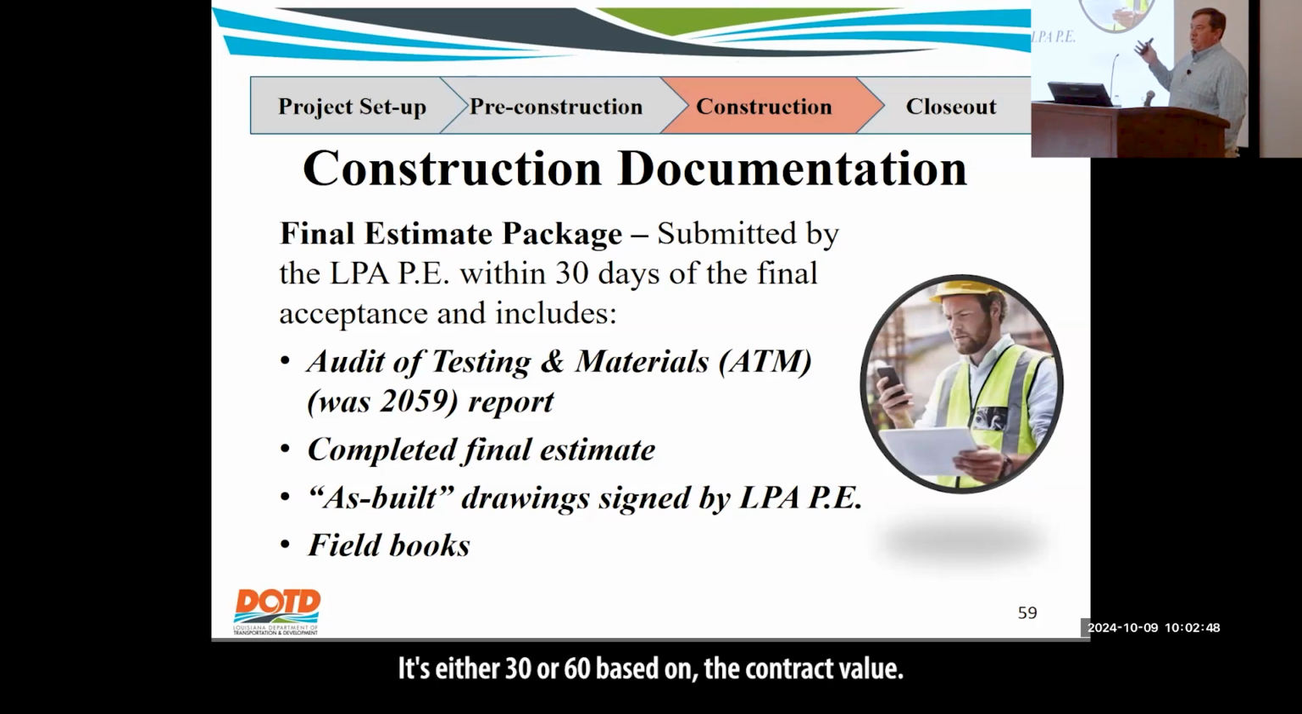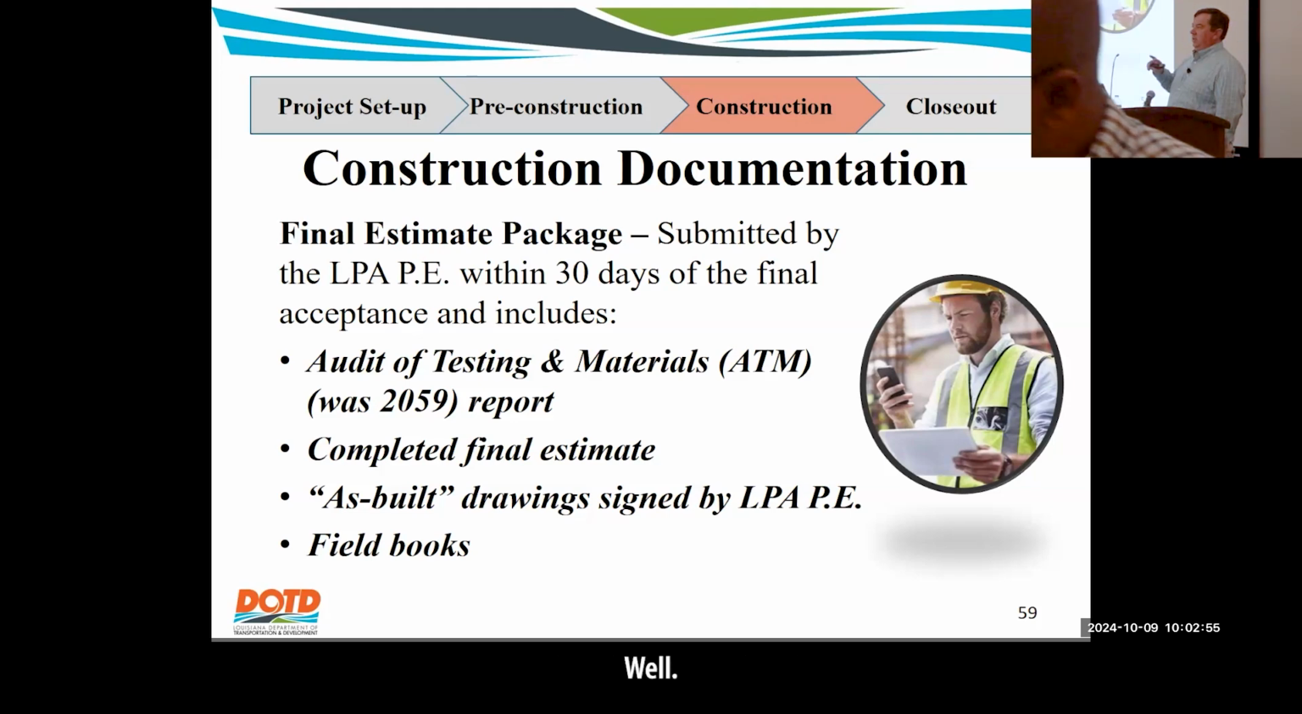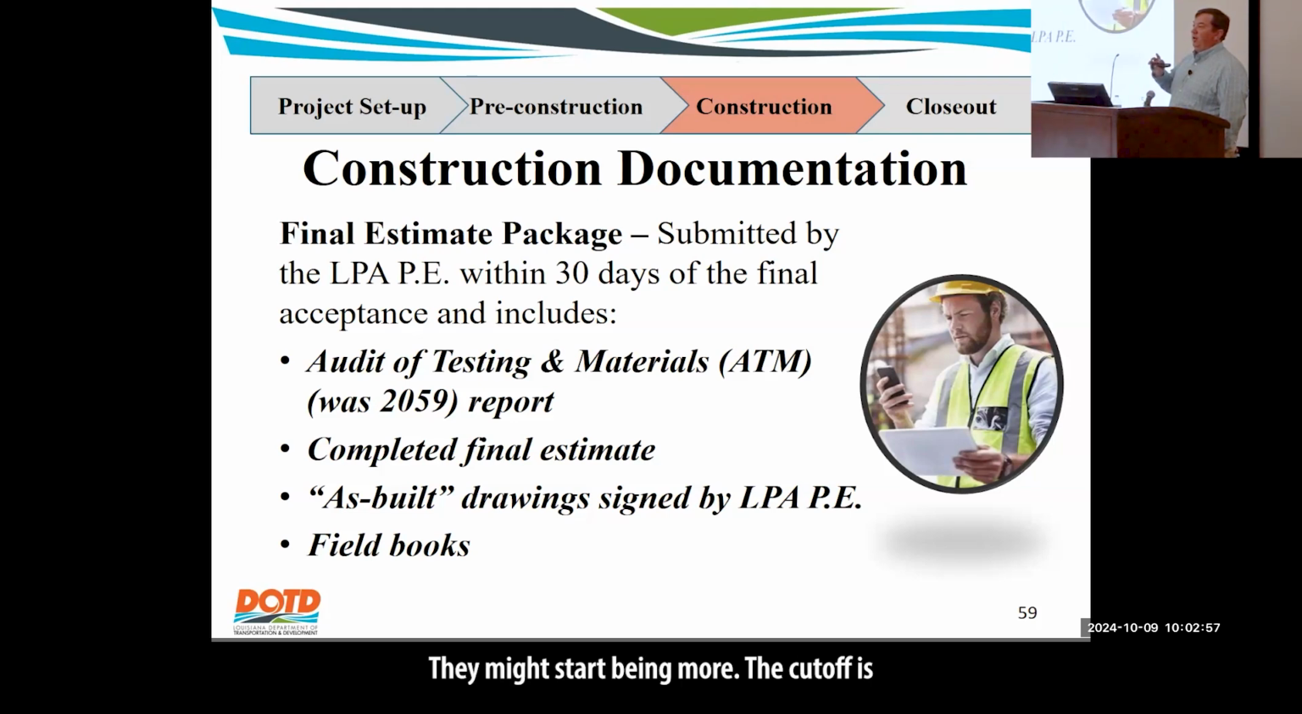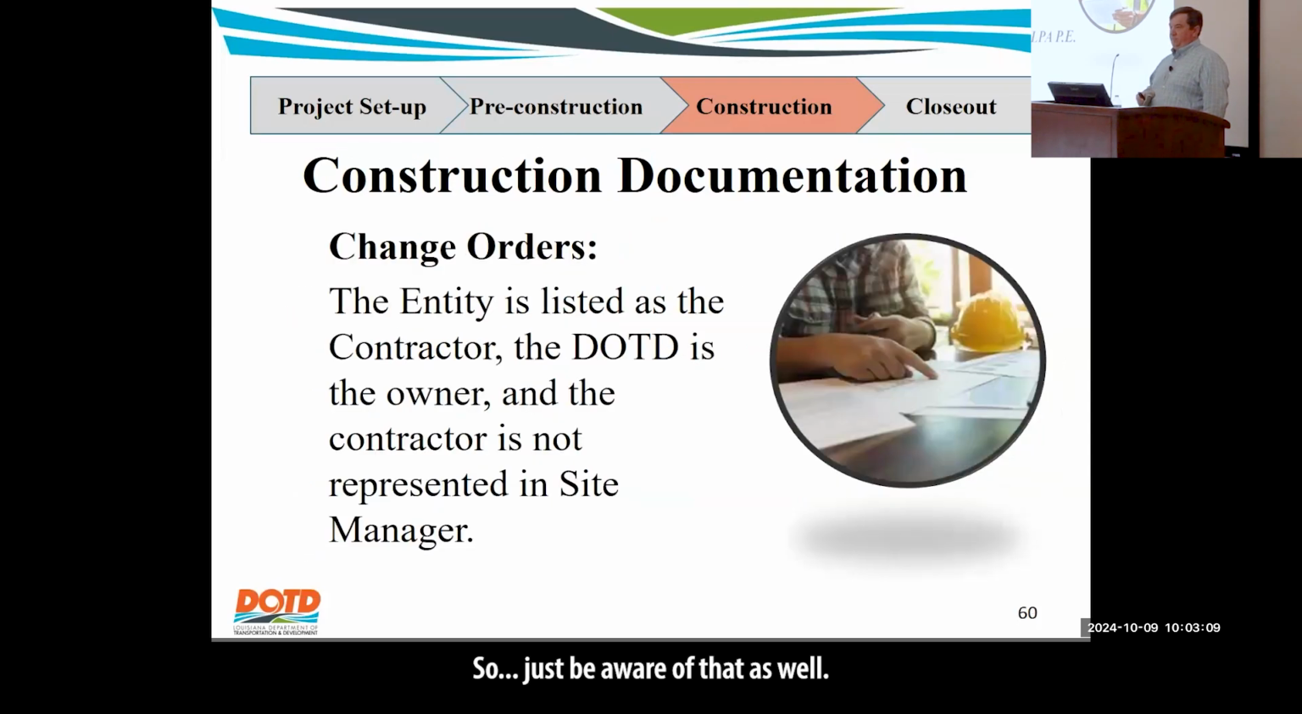It's either 30 or 60 based on the contract value. The cutoff is $2.5 million. So if it's $2.5 million or less, you've got 30 days to get the final paperwork in. If it's over $2.5 million, you've got 60 days. So just be aware of that as well.